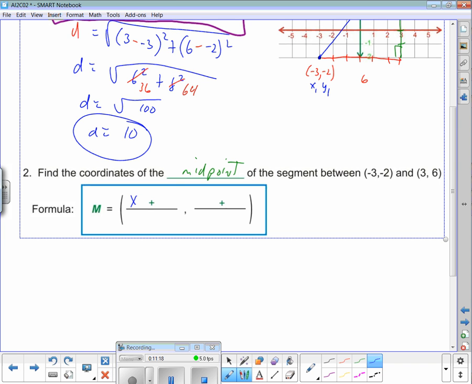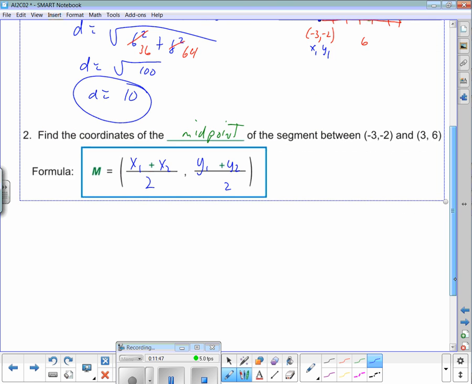Just add up the x coordinates. You can go 2 and 1 again if you want. And it's going to be the average of their coordinates. How do you average two things? You add them up and divide by 2. So it's divided by 2. And the same thing with the y. You're averaging the y coordinates. So you add them up and divide by 2. It's all you're doing. Don't make this one hard. It's not supposed to be. You're just adding up the x coordinates, divide by 2. Add up the y coordinates, divide by 2.